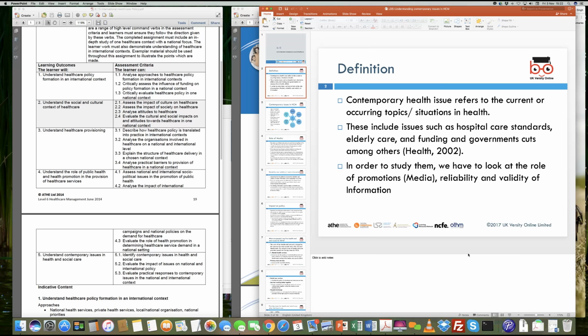Okay? Now, in order to study contemporary issues, we need to borrow from what we've learned in Learning Outcome 4, things like the role of promotion, media, and the reliability and validity of information. For example, President Donald Trump has said that this is fake news, that is fake news, right? The reason he talks about it is that there is no sanctity in terms of reliability and validity of that information, so he terms it as fake news.